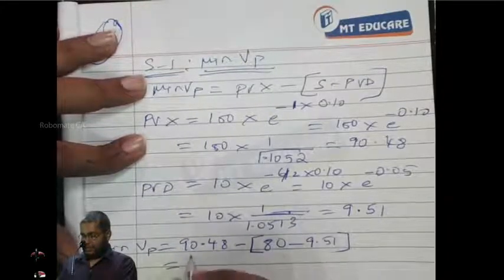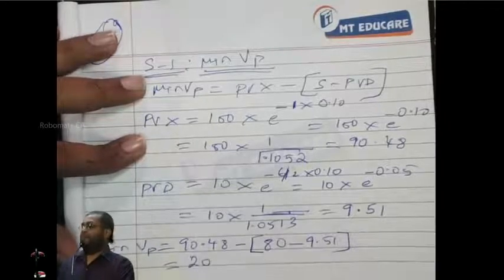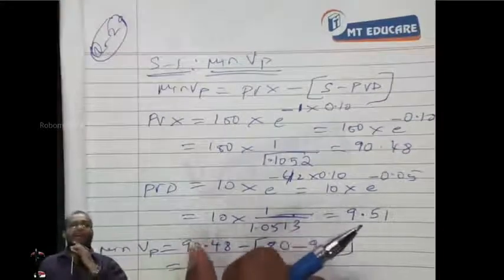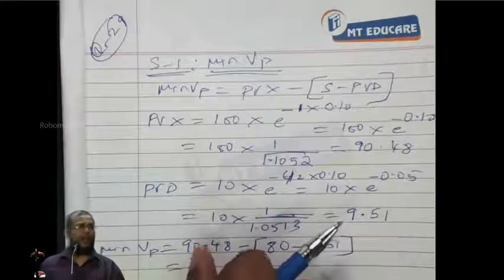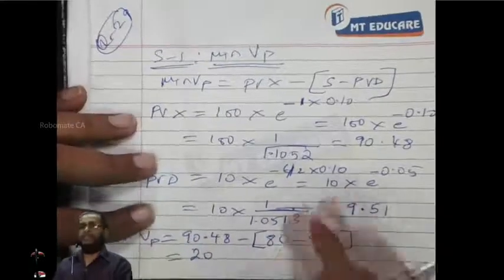20 rupees. The value of the put option is 20 rupees. It may also be 19.99. So 20 rupees approximately.